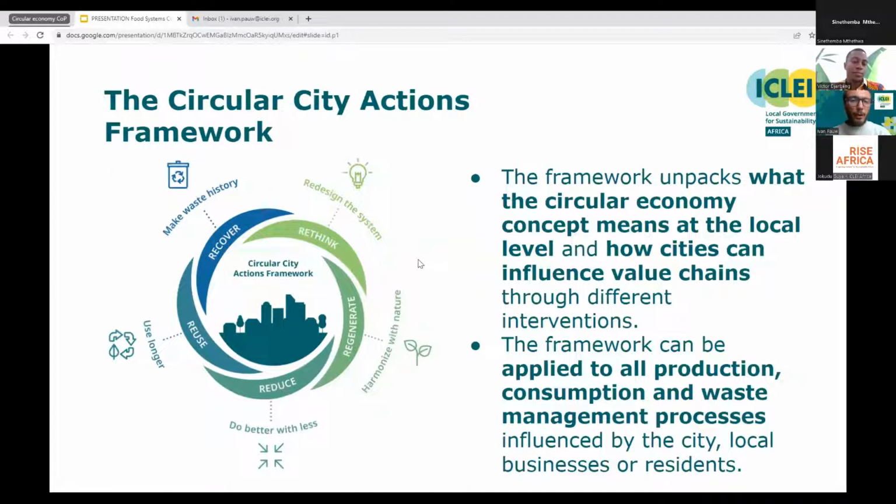So Eclipse's framework for circularity includes 5 strategies: rethink, regenerate, reduce, reuse, and recover. This framework unpacks what the circular economy concept means at a local level and how cities can influence value chains through different interventions. The framework can be applied to all production, consumption, and waste management processes influenced by the city, local businesses, or residents. One could see how this is an incredibly important consideration for food systems once again.